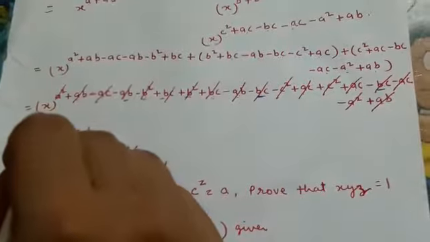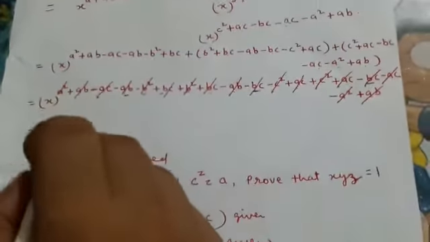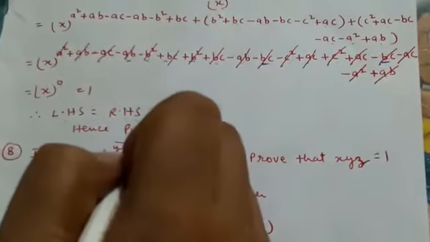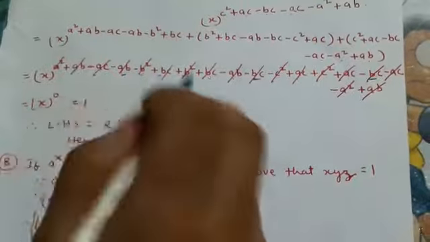So if all these terms cancel out, then the power will be 0. So x power 0, as I told you, when the power is 0 then its value becomes 1. So x power 0 is equal to 1. Therefore LHS is equal to RHS, hence verified or proved. In this way you can prove it. Let us see the next one.